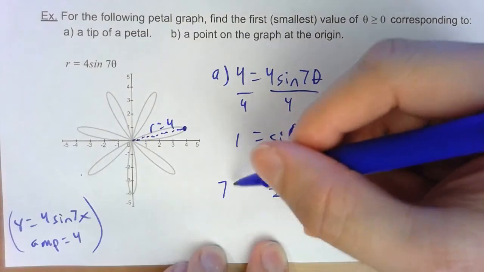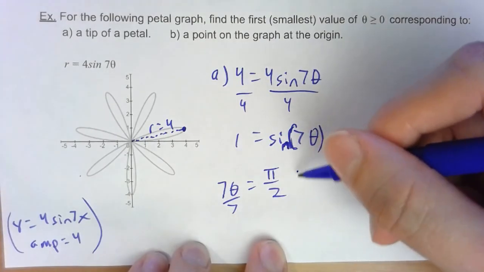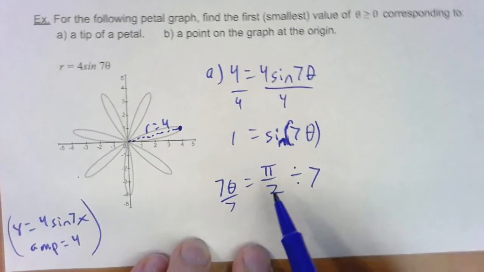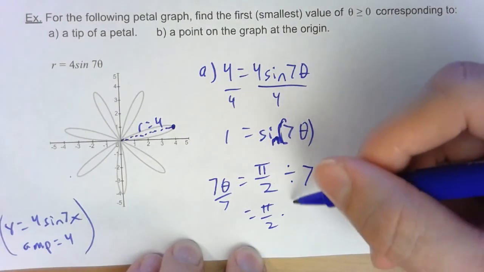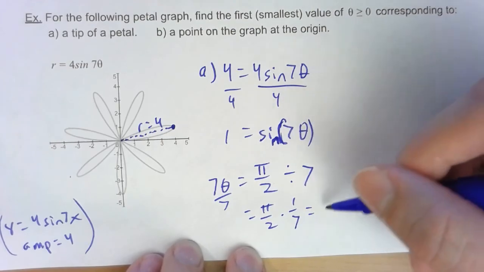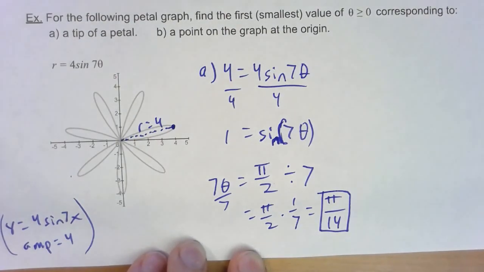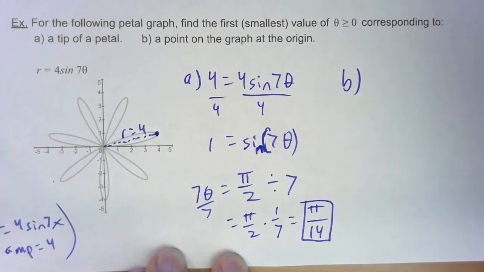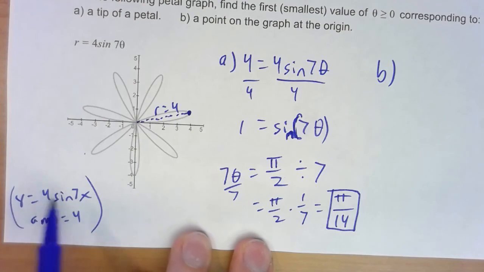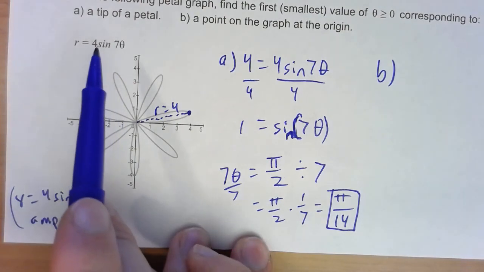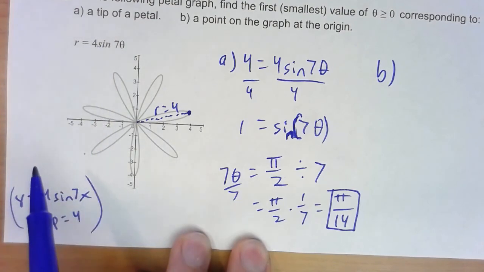So that means 7 theta has to equal pi over 2. So then we divide both sides by 7. You might be somewhat familiar with those now. You might already know how that's going to turn out. Otherwise, of course, we can multiply by the reciprocal. And so we get pi over 14 as our final answer. Right? So that's finding the tip of the pedal. We look at what the maximum R is, kind of like the amplitude when we were graphing these as regular rectangular equations. It's just going to be this number, this coefficient in front of the sine or the cosine. That's the biggest that we can be.